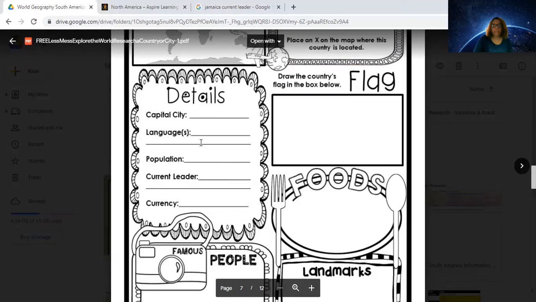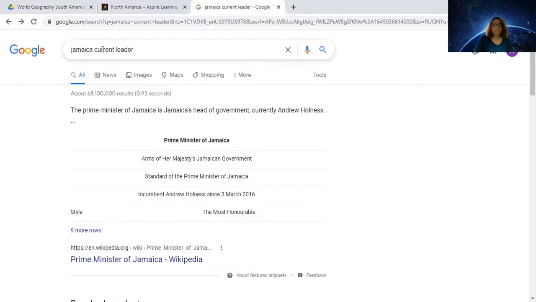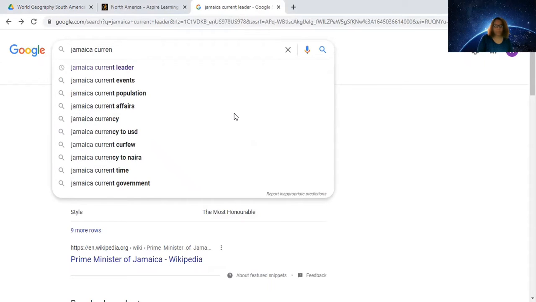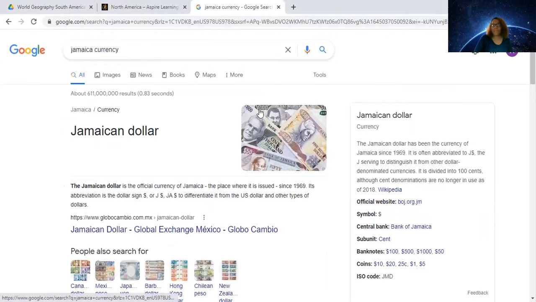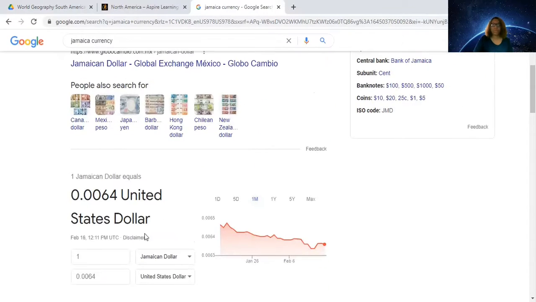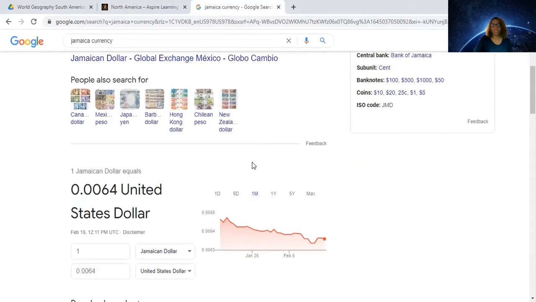So now the next one is currency. So at least once you do current leader, you just take that part off, currency, there you go. So this is why sometimes it's easier to just do a general Google search like this, but Jamaican dollar is what it's called. And even to do further research, you may want to see, well, what's the difference between a Jamaican dollar to a US dollar? You scroll down, it shows you that right there.